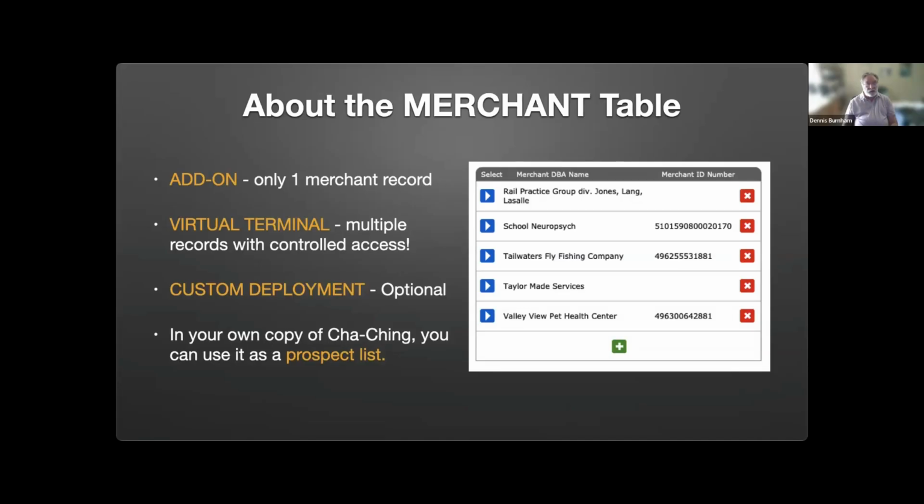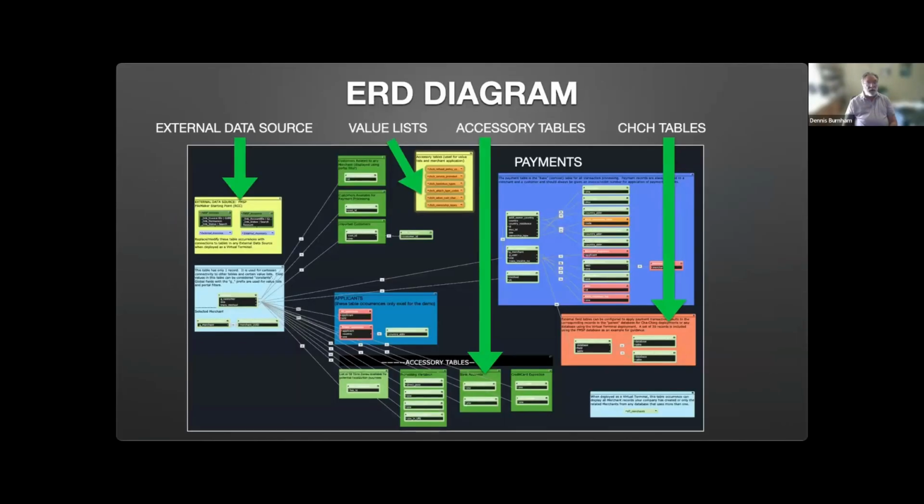In your own copy of Cha-Ching, you might use this as a prospect list so that as you put in your different customers who you feel like you want to engage with for this, little by little, you'll assign their merchant IDs and you'll be able to work with them. Here I'm showing you how I've tried to break out the graph in a way that explains how things are connected. One comment that I'll make to you is that just to make sure that fields in Cha-Ching don't conflict with any fields that you have in your own databases, they all start with the letters CHCH.